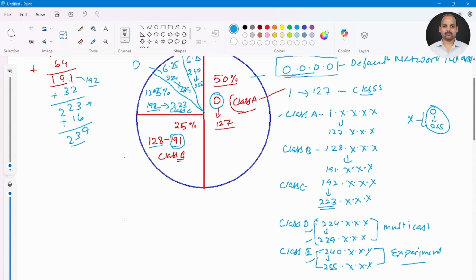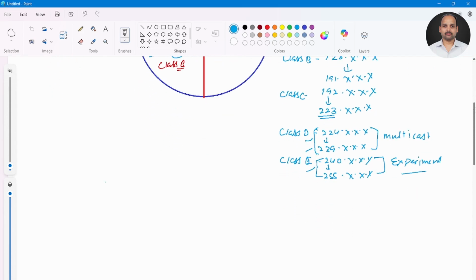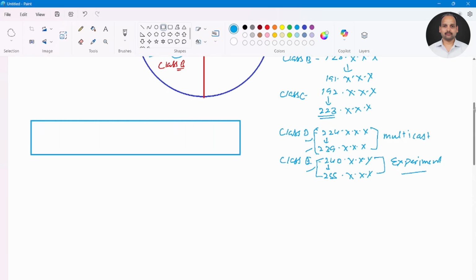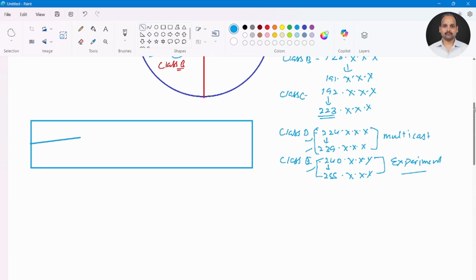So this is the classification of IP addresses. But now I am going to show you here in binary format how they are used. I am going to divide this like this: my IP is divided into the first octet, second octet, third octet, and fourth octet. 1, 2, 3, 4.